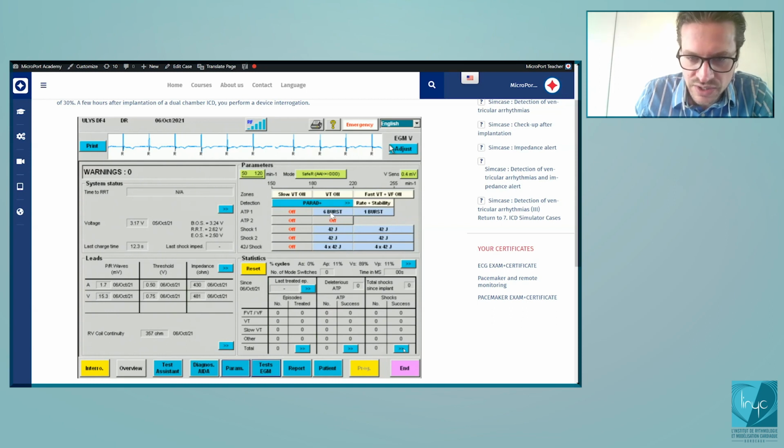Then there are 6 bursts programmed. I like to program 6 bursts. Maybe we can talk about that a little later. And then maximal shocks only, of course, in the VT zone. This is now also the recommendation for any ICD.